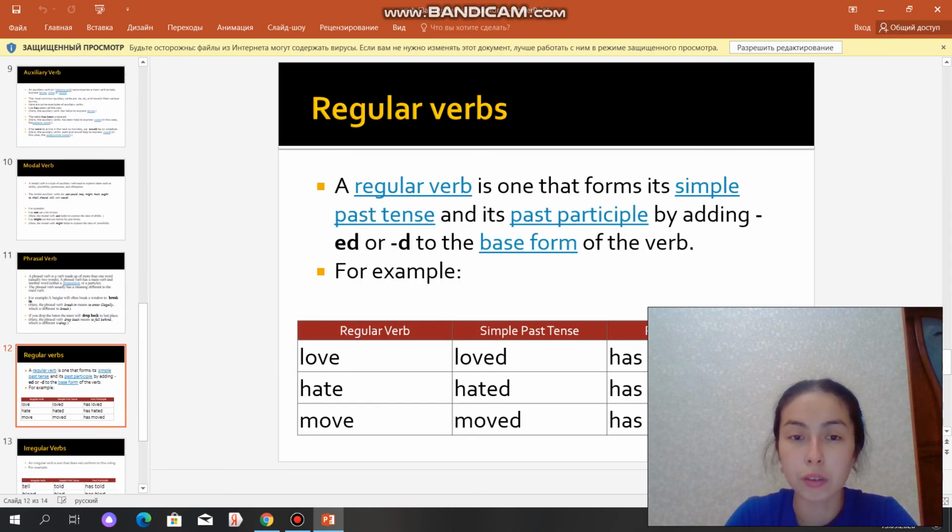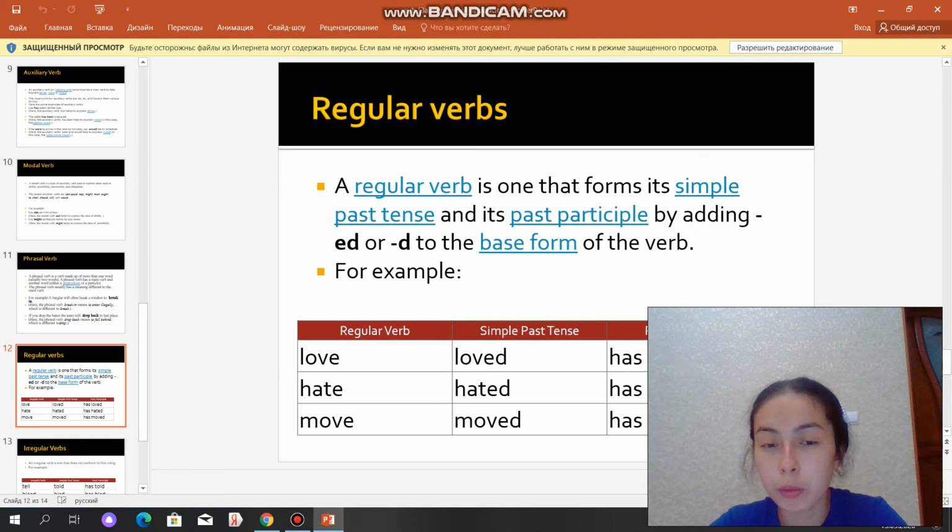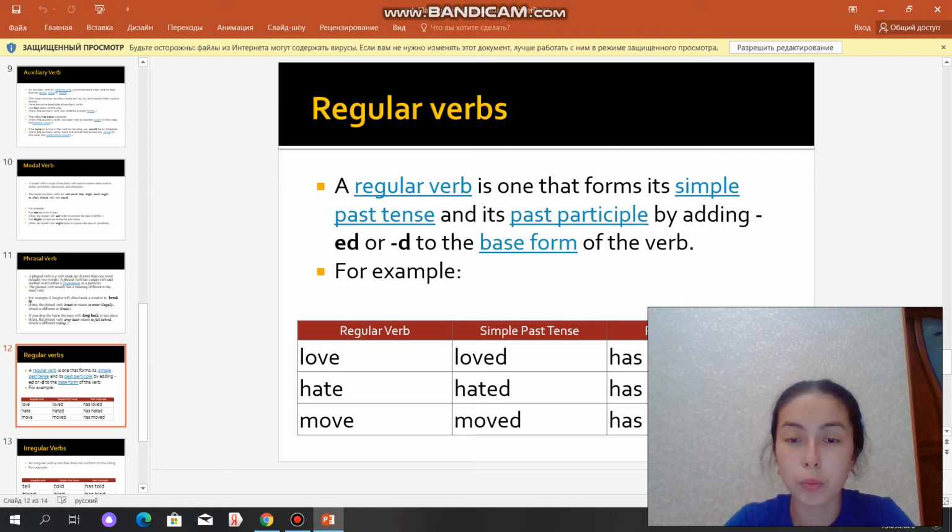Regular verbs. A regular verb is one that forms its simple past tense and its past participle by adding ed or d to the base form of the verb. For example, это past simple, да, значит правильный глагол, regular verb. Добавляем окончание ed или d. Например, love. Loved has loved. Образует past simple и past participle, да, или present perfect.